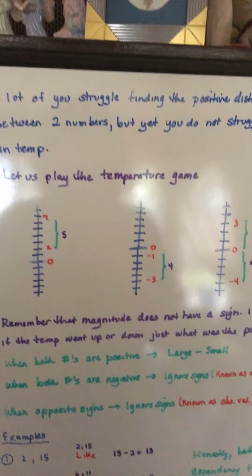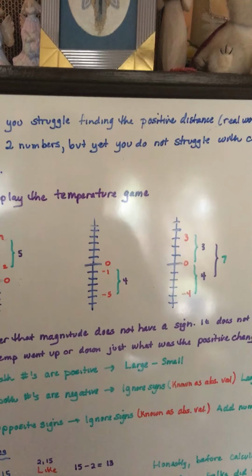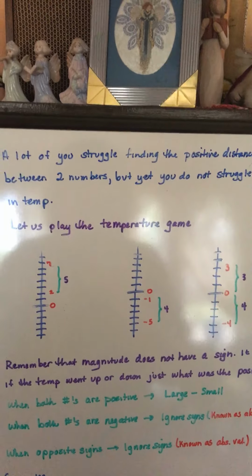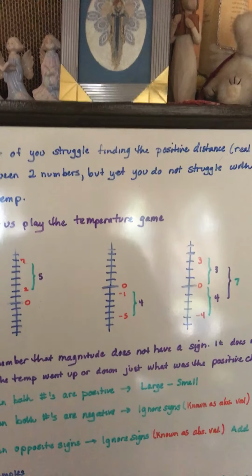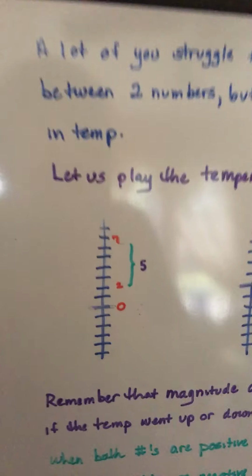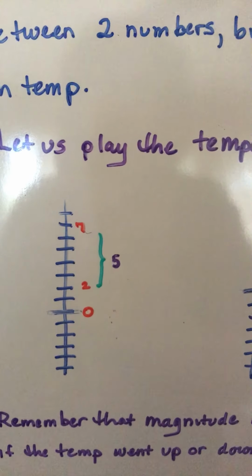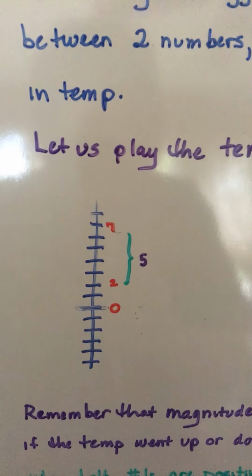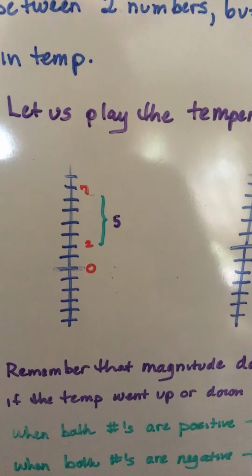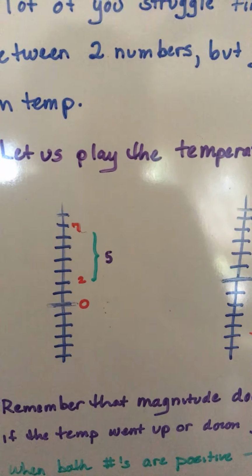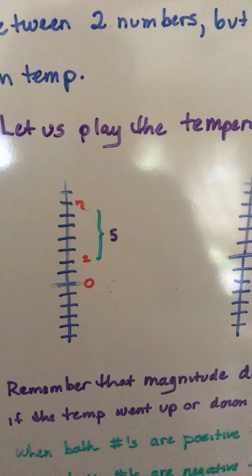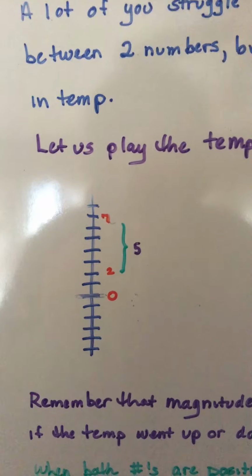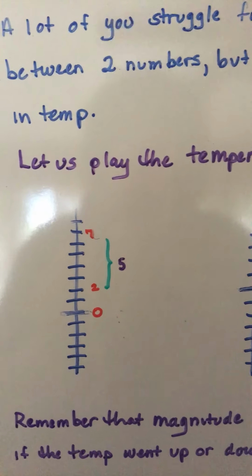Now, a lot of you struggle with finding the positive distance. Those are real world distances, magnitudes, between two numbers. But yet you don't struggle with the temperature change. So let's play the temperature game. Suppose I want to know what's the difference between 2 above 0 and 7 above 0. And you tell me it's 5. If the temperature goes from 2 to 7, you say it went up 5 degrees. If it goes from 7 to 2, you tell me it went down 5 degrees. But when I say what is the actual change in temperature, you just say, oh, there's a 5-degree change.